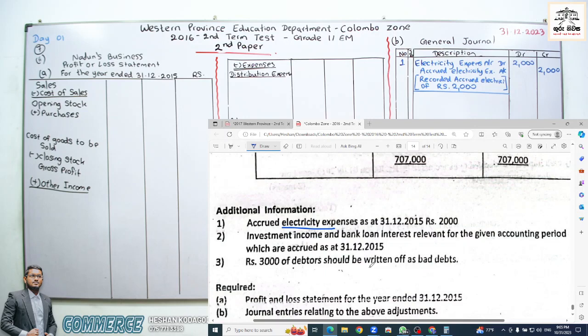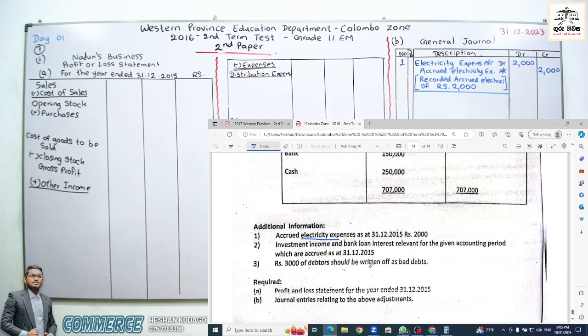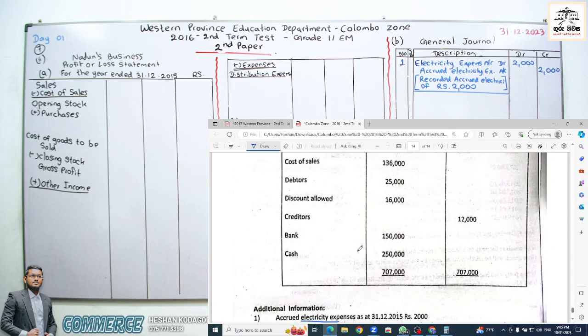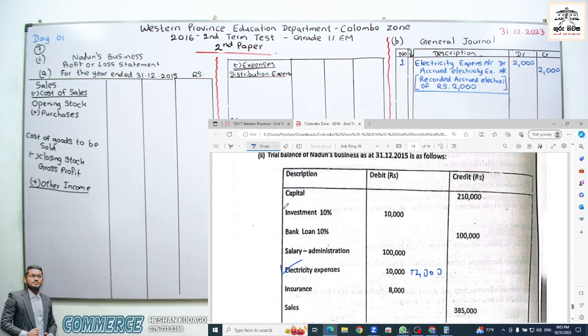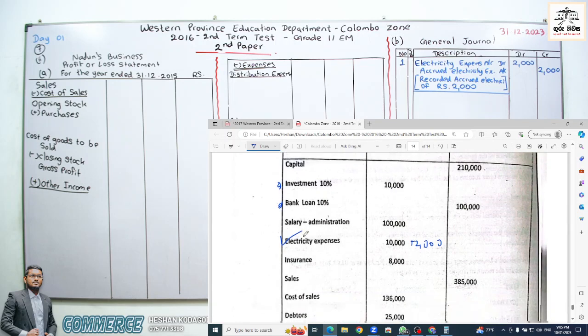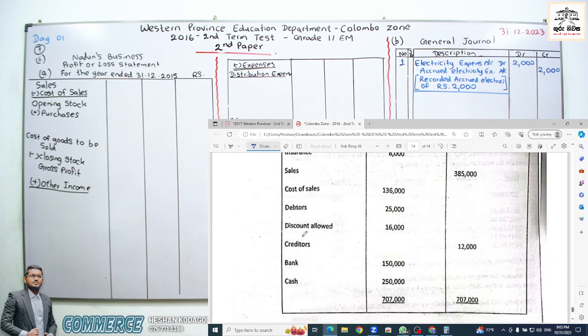Second one, investment income and the bank loan interest relevant for the given accounting period which are accrued as at 31st December 2050. Investment income and bank loan interest accrued for the year, which means no receipt and no payment.